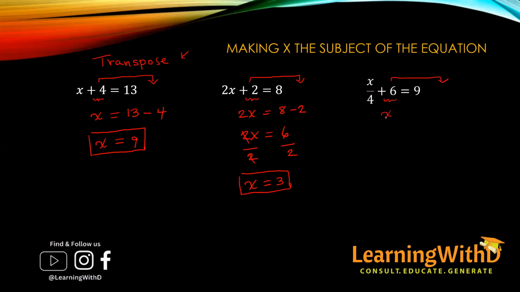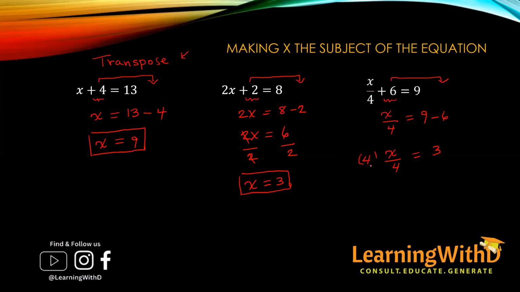So I'm still left with x over 4 is equal to 9, that 9 was already there, minus 6. So I'm left with x over 4 is equal to 3. Now, I have a 4 here that I don't want. It's in my denominator of my fraction. I want x. I don't want x over 4. I want x. So what I have to do now is I have to multiply this by 4.